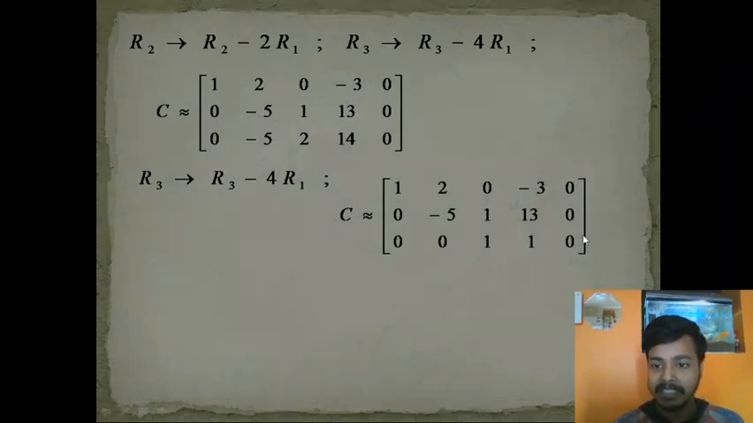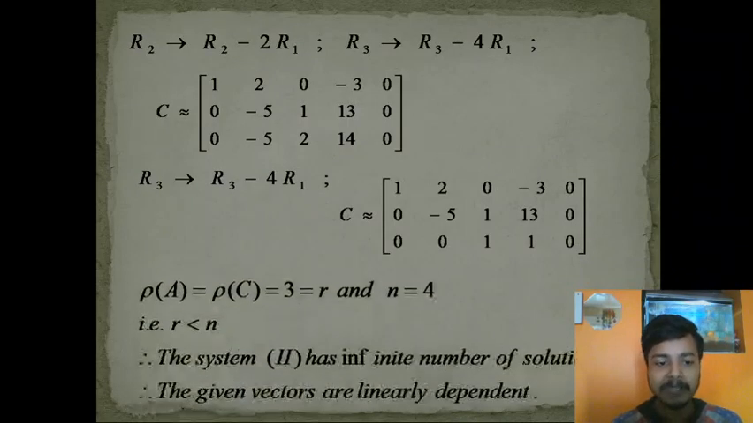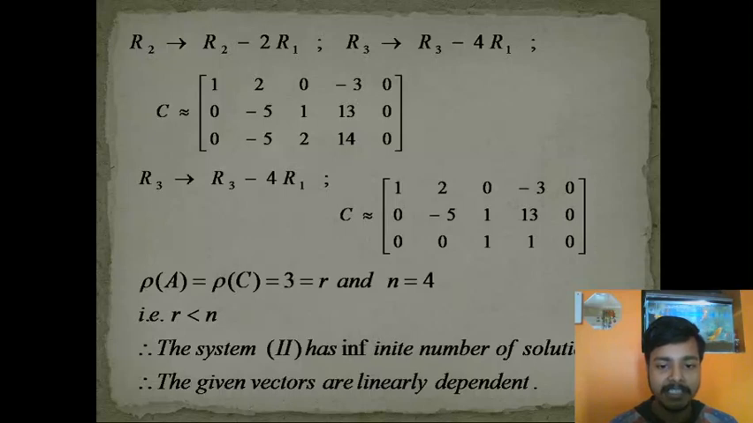Now when you add this, the rank of the matrix C is 3. So the rank of A and the rank of C are 3, and the number of unknowns is 4. So you can say R equals R dash, which is less than N, because 3 is less than 4. So which condition does this fall under? We fall under the third condition.